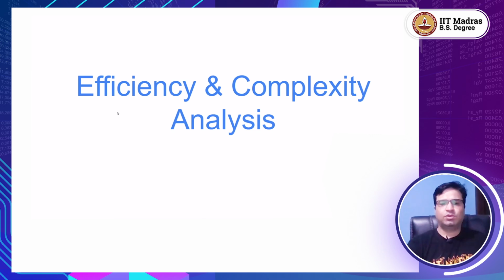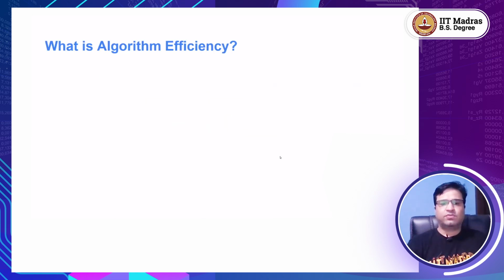In this lecture, we are going to talk about something crucial in computer science and programming: algorithm efficiency and complexity analysis. The question is, what is algorithm efficiency? So, what exactly do we mean by efficiency? When we talk about an algorithm being efficient, we are primarily concerned with two things.